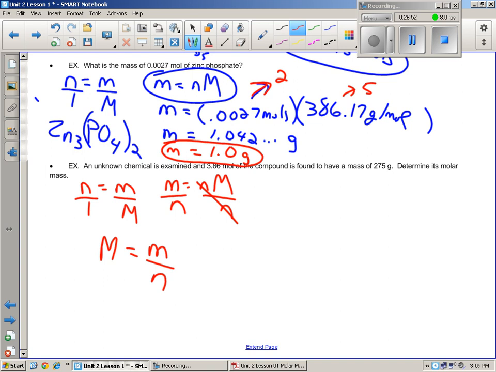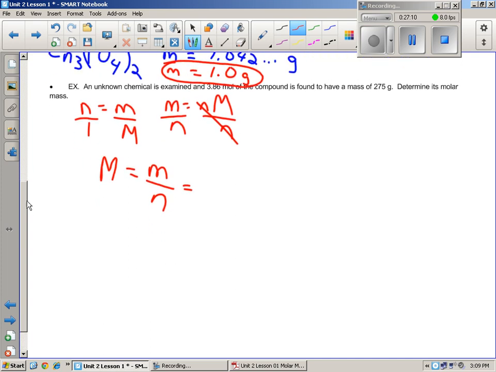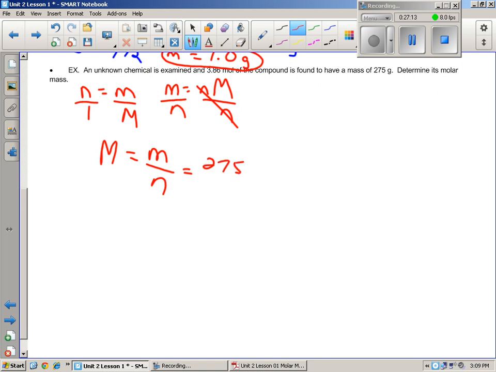You've probably solved for variables since grade 9 or 8 or 7. I'm probably not going to change the way you do it now, and I don't want to. But that's what you need to end up with, however you wish to. The mass, I was told, was, I forget, 275. And the moles that are equivalent to that are 3.86 moles. Determine its molar mass.